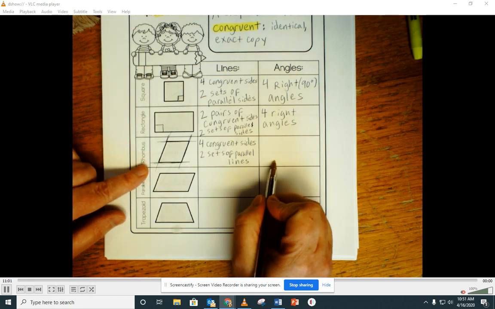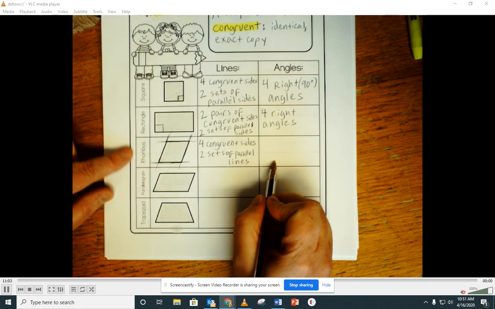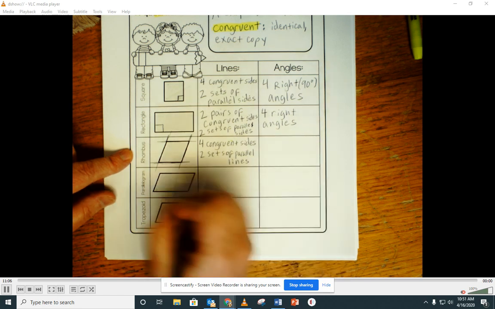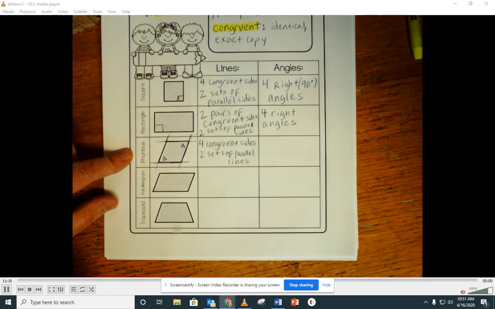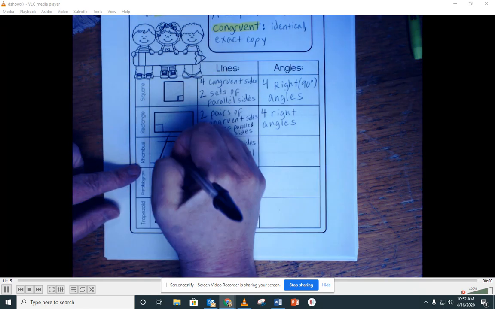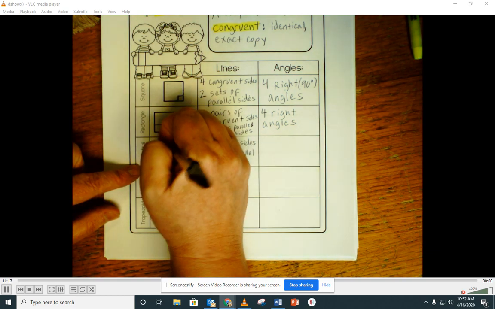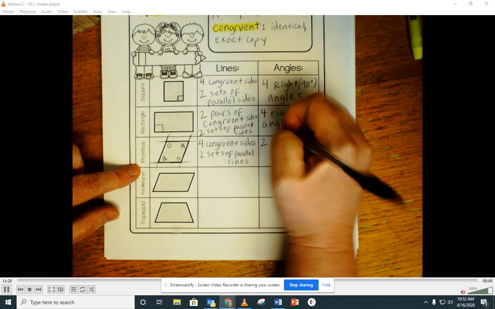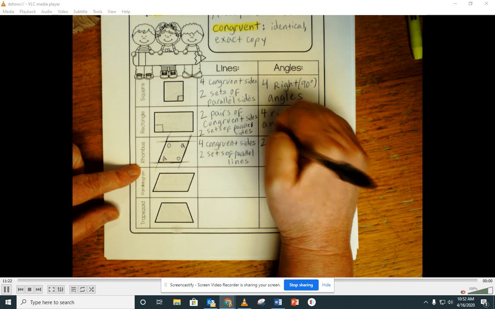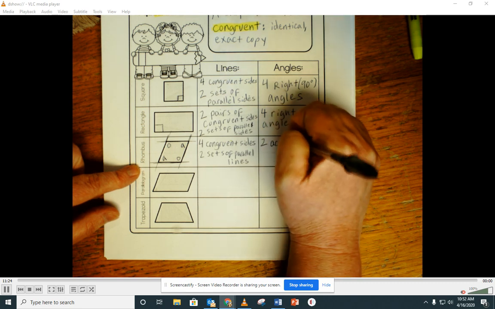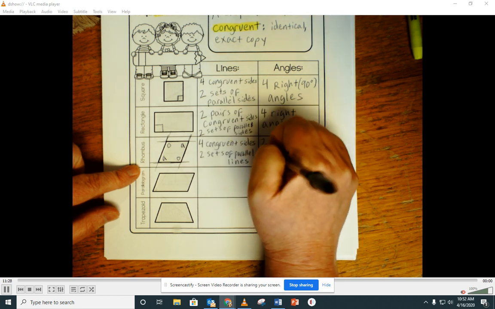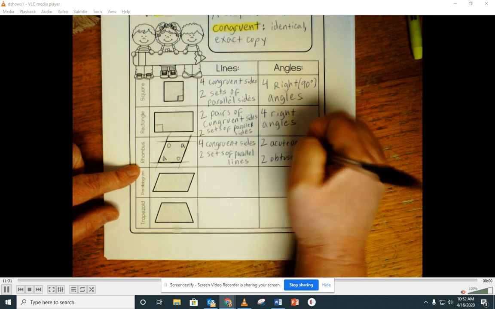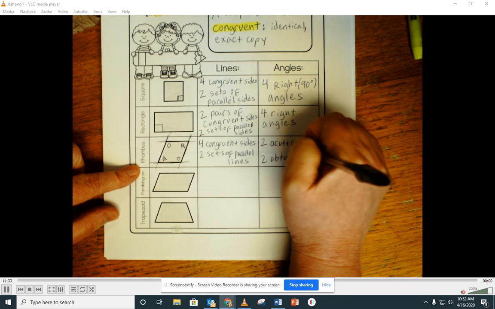Now, what kind of angles do we see in the rhombus? I see two acute angles. Remember, acute angles are less than 90 degrees, and two obtuse angles. Two acute angles and two obtuse angles.